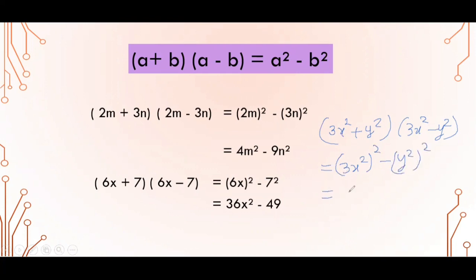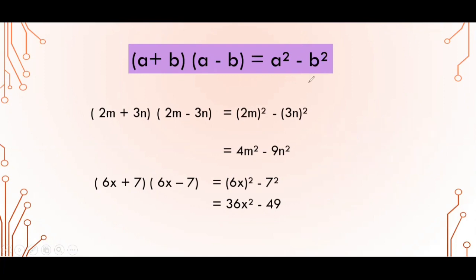So what is the square of 3? 9. And x square squared is x raised to 4. Right? A raised to m raised to n is equal to a raised to mn. And minus y square squared is going to be y raised to 4. Got it? So using these identities, your work becomes easy. So please keep practicing. So many questions are there in a book. Keep practicing. Okay.